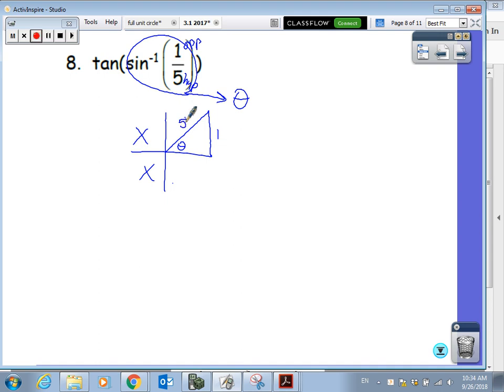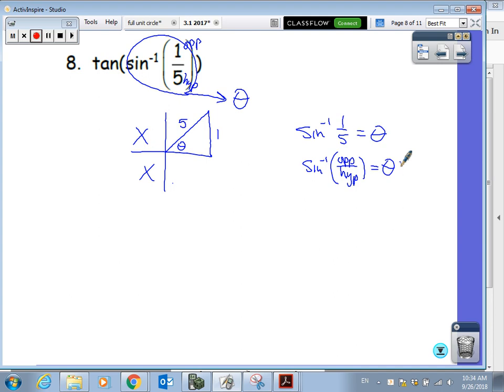Because the inverse sine of 1/5 is going to be equal to some angle. The inverse sine of 1/5 equals an angle. And it's the inverse sine of opposite over hypotenuse that is going to give us an angle. So the opposite of that angle is 1. The hypotenuse of that angle is 5.